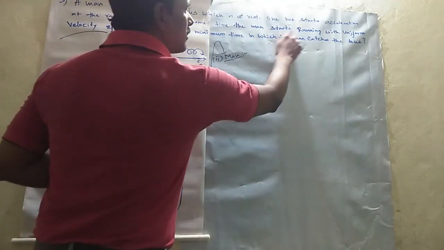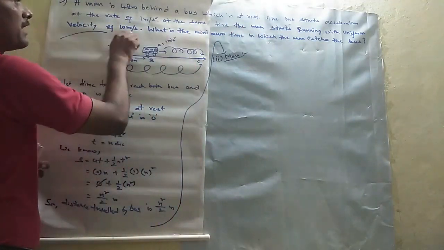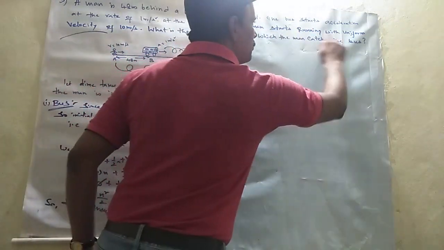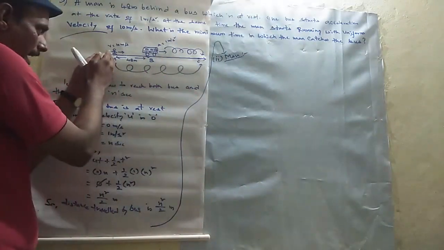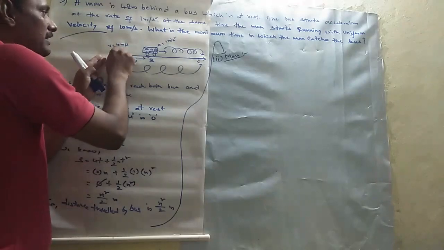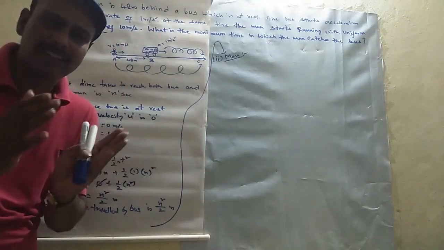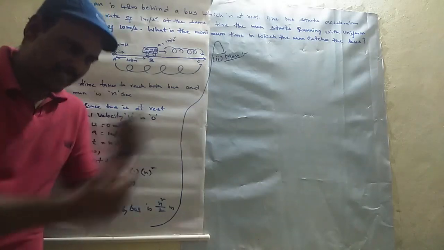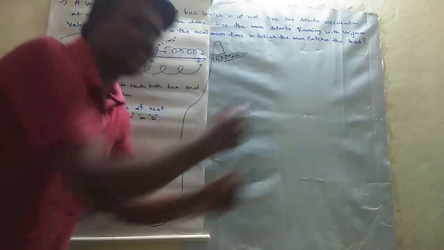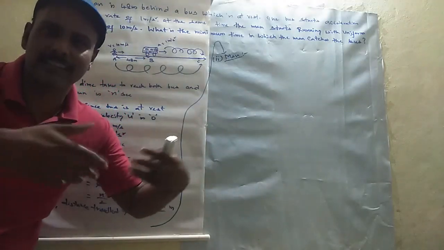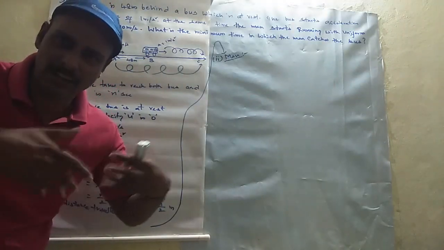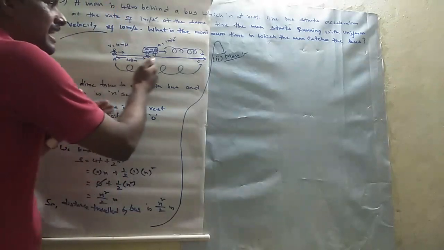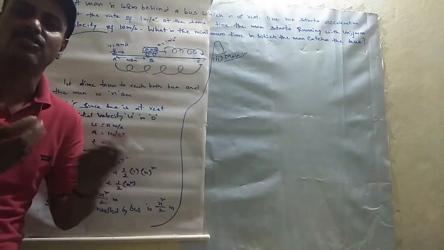The man starts running with the uniform velocity, 10 meters per second. Uniform velocity means he is not changing his speed. Every time that much speed, he's moving. Same speed he is following. Same speed means everywhere the velocity is the same.